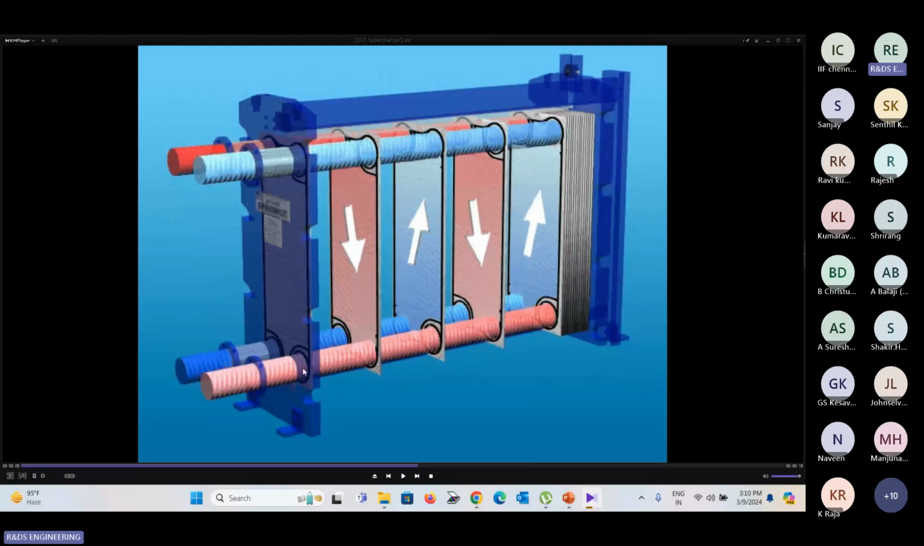And in the same manner, the cold fluid which is entering here, the moment it enters, hits the last dummy plate, and then it will pass through from bottom to top.